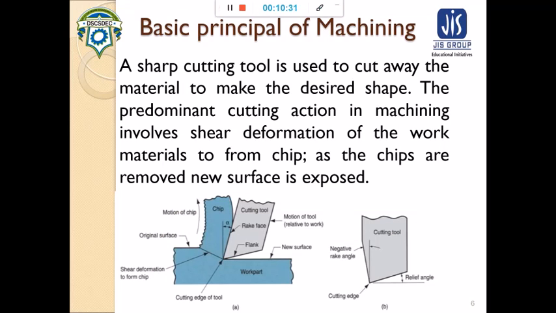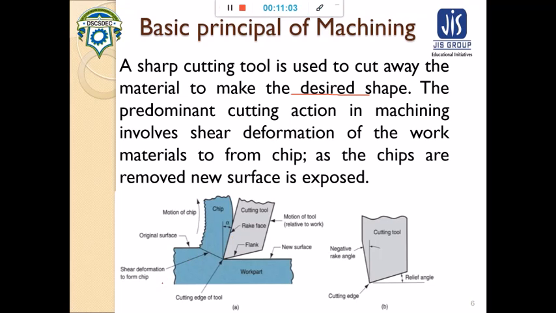Now what is the basic principle? I have said a wedge shape tool or sharp tool is used. That sharp cutting tool is used to cut away the material to make the desired shape, and the main cutting action involves shear deformation of the work material, or plastic shear deformation, in the case of cutting of metal.